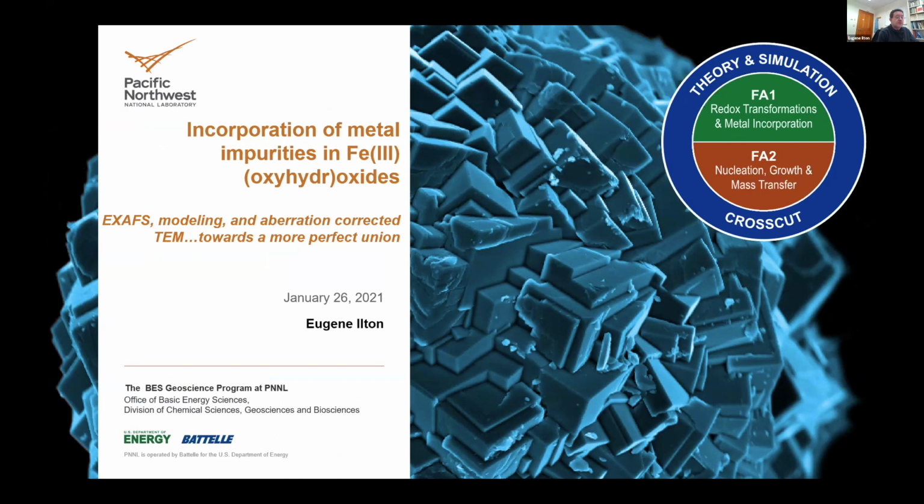So I'll be describing what is essentially a case study and how we're combining EXAFS modeling, and by modeling I mean ab initio molecular dynamics simulations of EXAFS spectra, and aberration corrected TEM to provide, we think, truly unprecedented details on the coordination environment of metal impurities in iron(III) oxides and oxyhydroxides. But for this talk, I'm just going to be focusing on uranium and hematite.